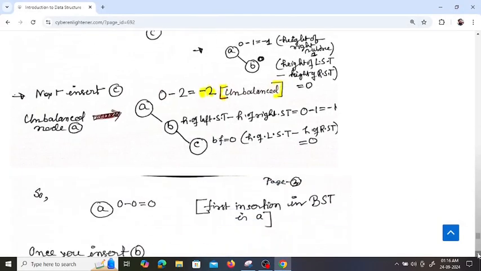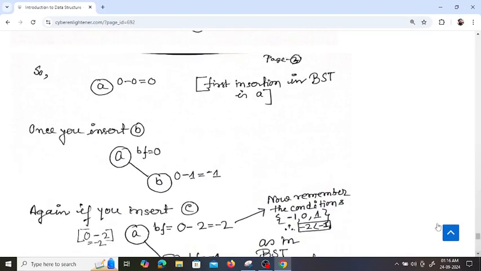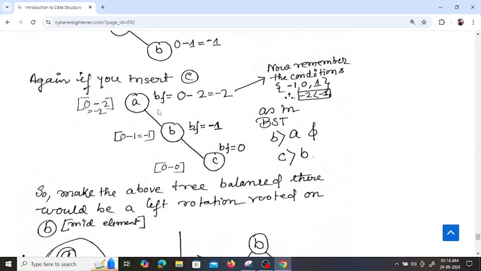So you understood this now. Initially it is 0. When you insert B, it's minus 1. When you insert C, then only A becomes unbalanced, because the balance factor of A becomes 0 minus 2, as the left and right subtree heights are 0 and 2. So it is imbalanced now.